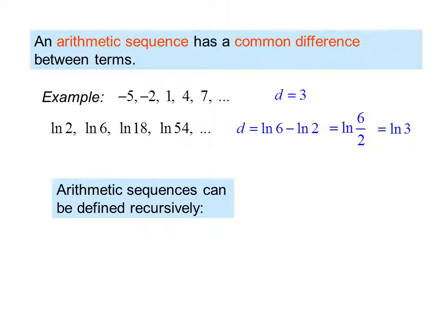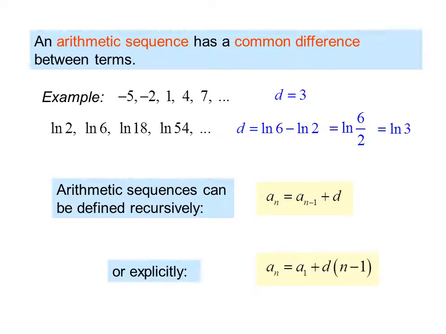Arithmetic sequences can be defined recursively: a sub n equals a sub n minus 1 plus d, where d is the common difference, or explicitly: a sub n equals a sub 1 plus d times n minus 1, where n minus 1 is the number of times you have to add the difference. For example, if you wanted the 10th term, you'd have to add the difference 10 minus 1, or 9 times.